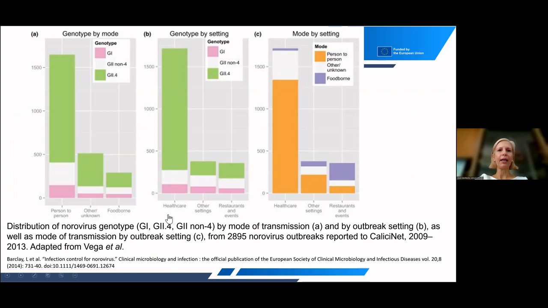Here we can see results of a study that analyzed data from about 3,000 norovirus outbreaks. And of course, we can see that the most frequent mode of transmission is person-to-person, and the most frequent facilities are healthcare facilities. And the strain and the genotype that is more frequently found is the one that you can see in green color, GII.4.